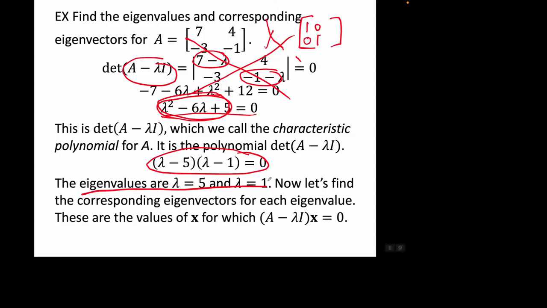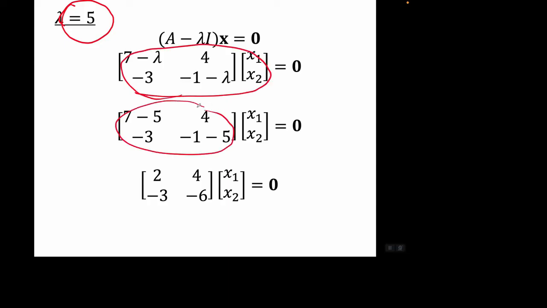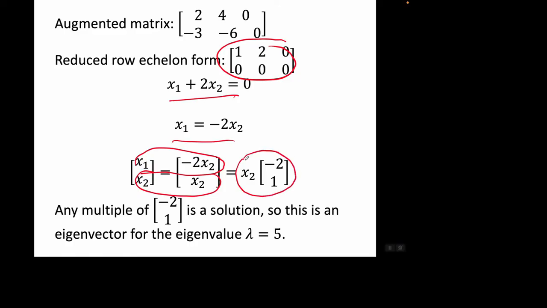Now let's find the corresponding eigenvectors for each eigenvalue. These are the values of x for which (A minus lambda I) x equals 0. Let's go ahead and find those values of x. So (A minus lambda I) x equals 0. First, what happens when lambda equals 5? Plug in lambda equals 5 into here, and we get [7 minus 5, 4; -3, -1 minus 5] times x equals 0. Simplifies to this. There's the augmented matrix. Get it in reduced echelon form. That's what we have. So this is x1 plus 2x2 equals 0. In other words, x1 equals negative 2x2. So x1 is negative 2x2. x2 is simply x2. Therefore, (x1, x2) is x2 times (-2, 1).